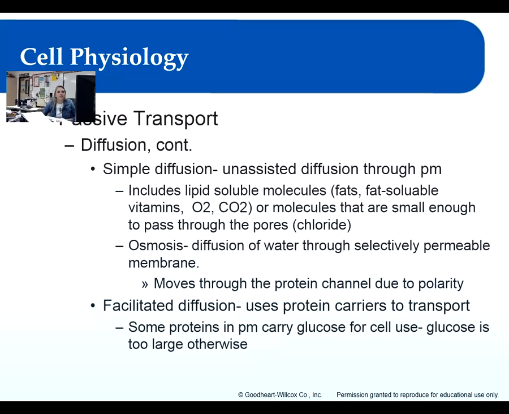Okay, facilitated diffusion. It says use protein carriers to transport. So the kind that we talk about with the channel proteins that actually carry substances across, that's called facilitated diffusion. Still doesn't necessarily use any energy, but it does require an extra something to move through. So some proteins in the plasma membrane carry glucose for cell use. Otherwise, glucose can be too large. Glucose sometimes can fit through, sometimes it doesn't.